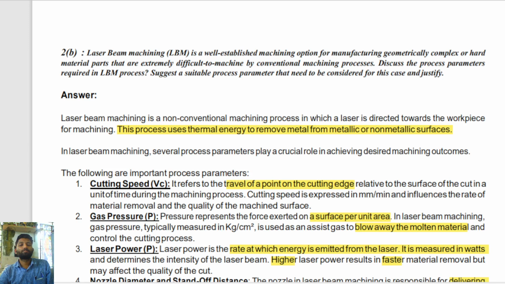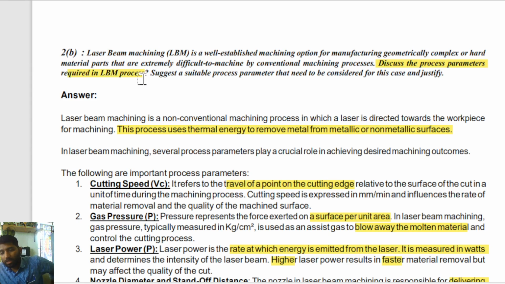Hello everyone, welcome. In this video, we will see the next question: laser beam machining is a well established machining operation for manufacturing geometrically complex or hard materials that are extremely difficult to machine. So discuss the process parameters of LBM.